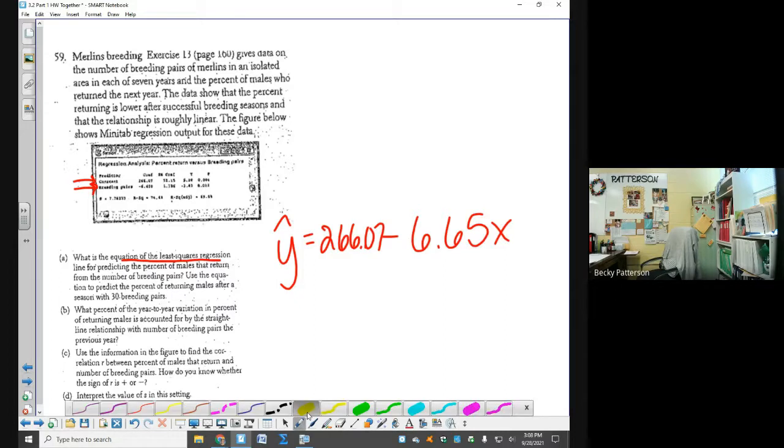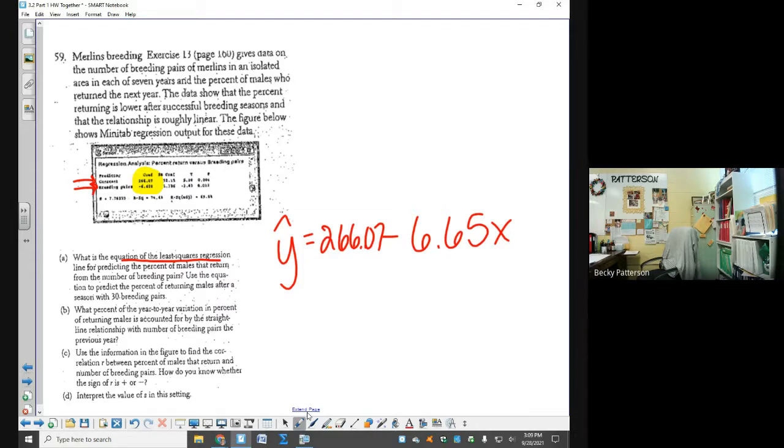Just to be clear, I'm looking at those two numbers, right? The top one beside the word constant is your y-intercept. Because think about it, y-intercept is a constant place. The one that's beside breeding pairs, or mileage for your truck, that's your slope.